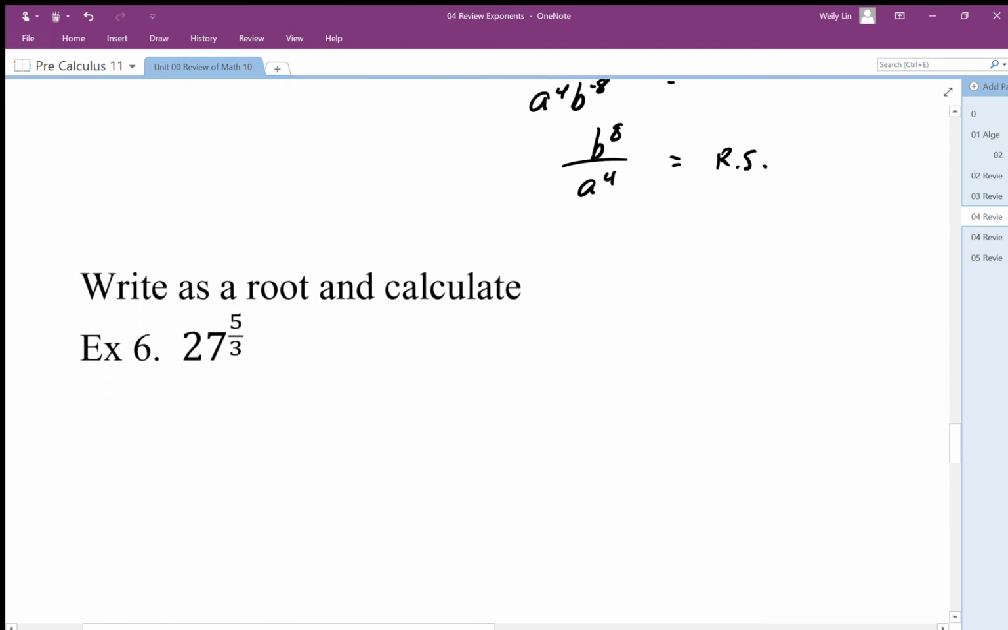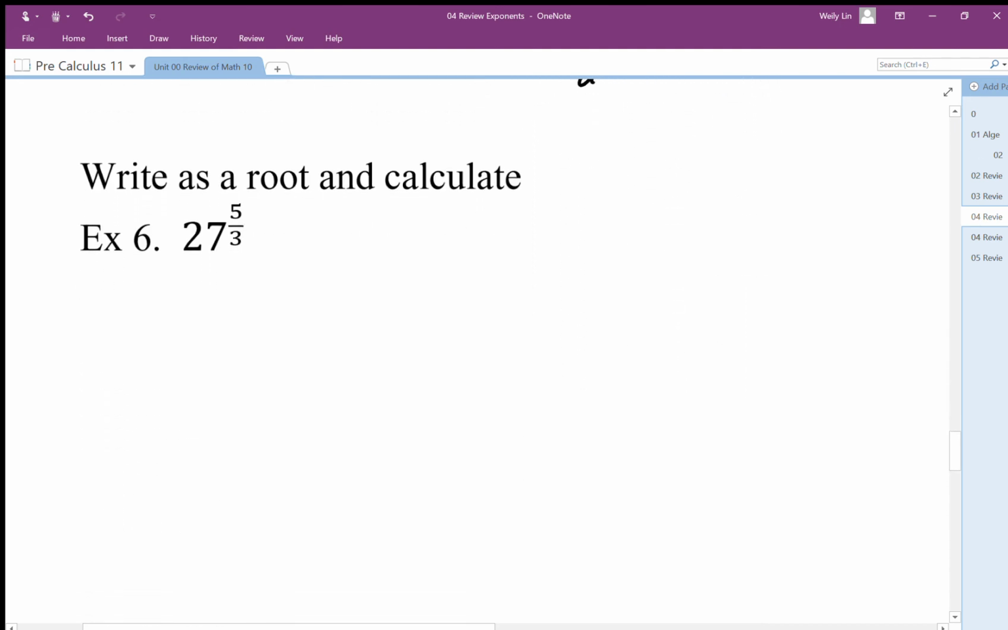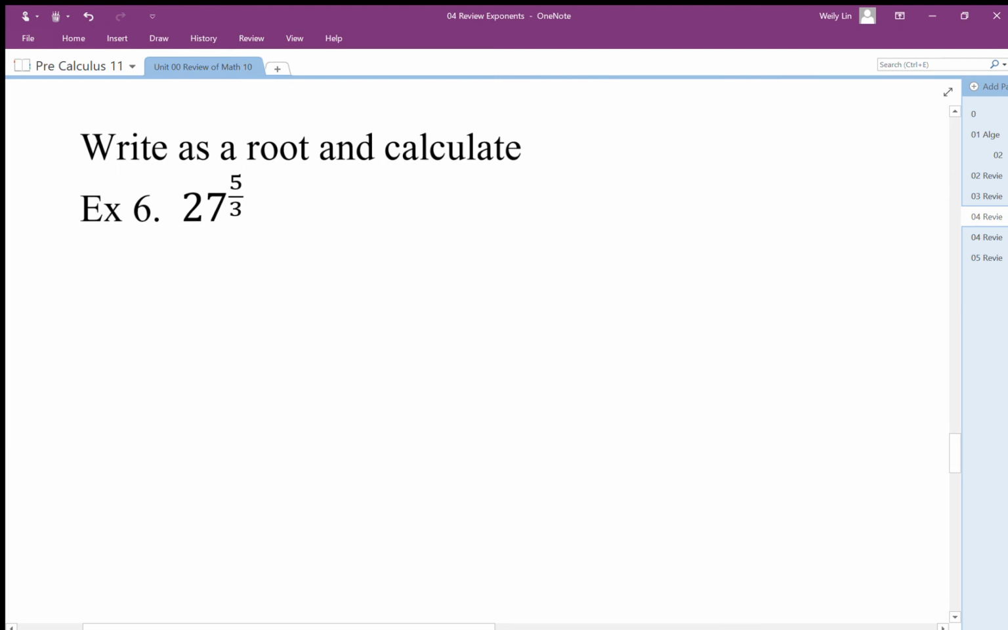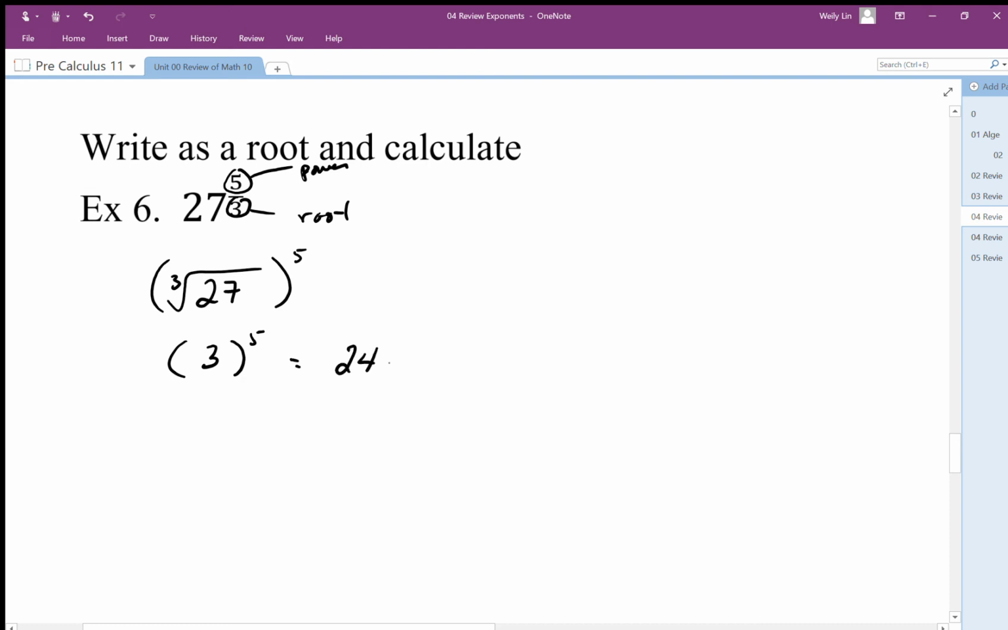So we talked about this before when we have exponents that are rational numbers. What this means is this numerator means the power, the denominator means the root. So when I write this, I can write this as the cube root of 27 and power 5. Okay, well, the cube root of 27 works out to be 3. 3 to the power 5, we can just leave it as exponent, but we can also put this into the numerical form. This is 243 when we work it all out.